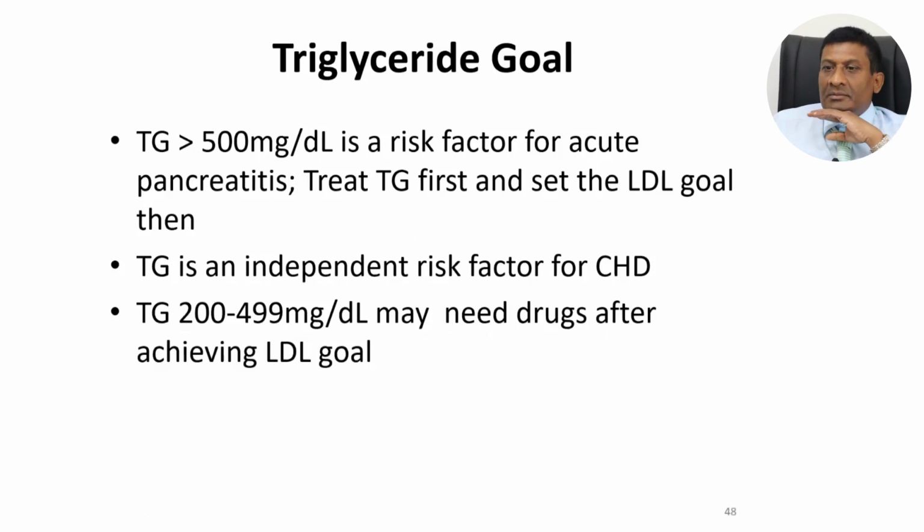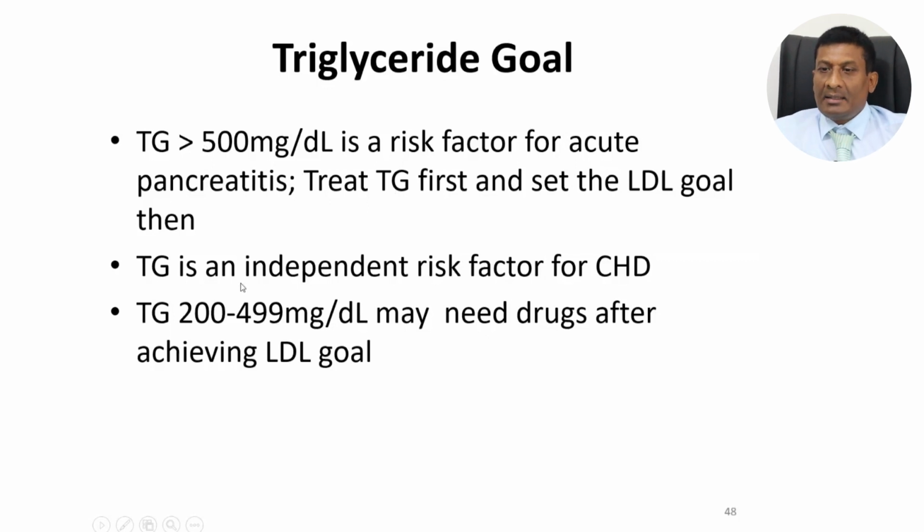Once you achieve your LDL goal, you can target his triglyceride levels. However, if the triglyceride level is above 500 milligrams per deciliter, that is a risk factor for acute pancreatitis, a life-threatening condition, a medical emergency. So you have to achieve the triglyceride goal first if your triglyceride level is above 500, regardless of your LDL.